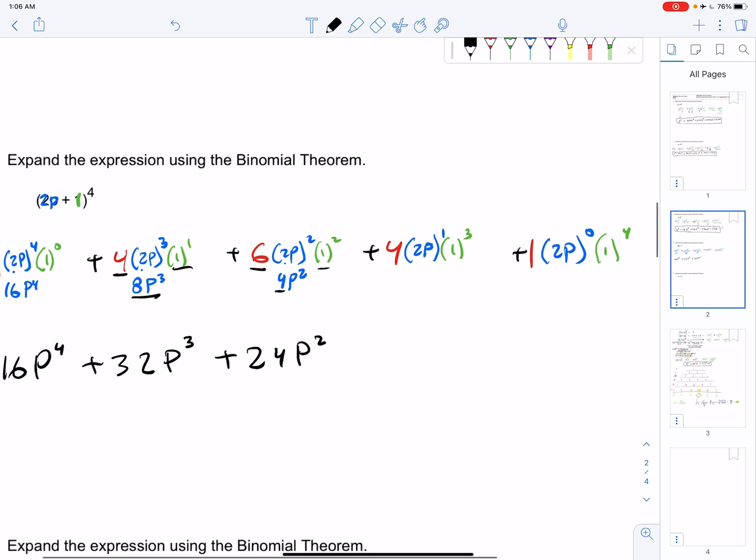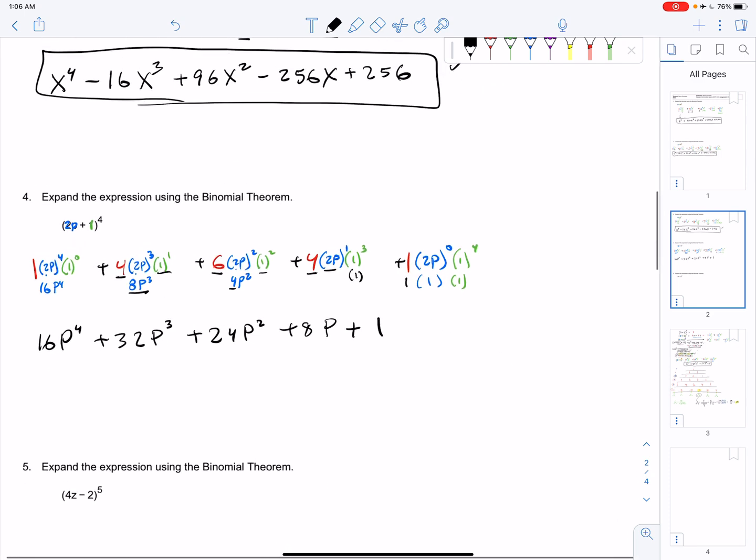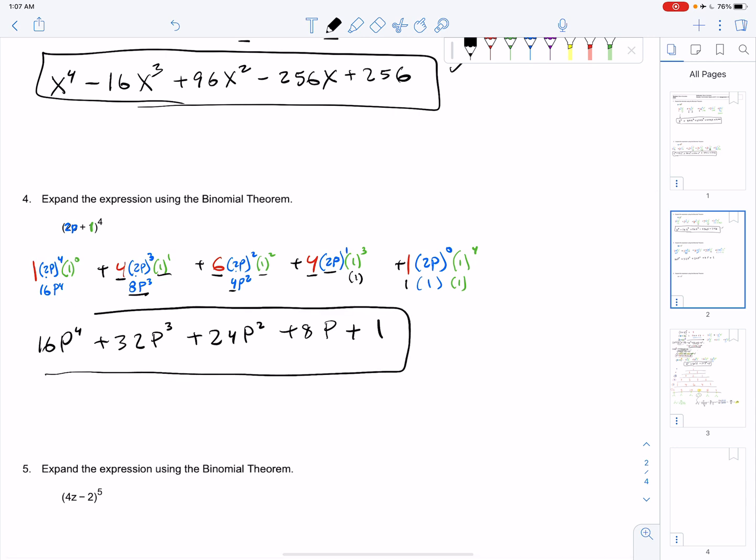And then we're pretty much good because this is 1 to the 3rd, which is 1. So now we just have 4 times 2, which is 8. And that's p. And I've got a 1. And I do know always that this is raised to the 0, so that's 1. And I also know that 1 to the 4th power is 1. So that last term is just 1. So we have a final answer of 16p to the 4th plus 32p to the 3rd plus 24p to the 2nd plus 8p plus 1.